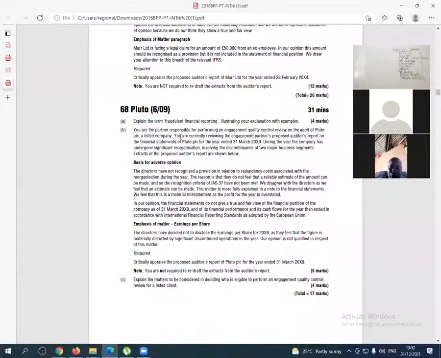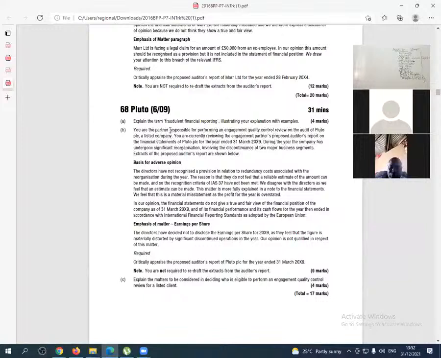Now, please look at part B. Part B is a bit lengthy. For lengthy questions, you always start by reading the requirement. So required, critically appraise the proposed auditor's report of Pluto PLC for the year ended 31st March 2019. I'll underline in an exam, they want me to appraise the proposed auditor's report. So they have given me an auditor's report, and then they want me to criticize it. Look at it critically. Draw strengths or weaknesses, right? You are not required to redraft the extracts from the auditor's report.